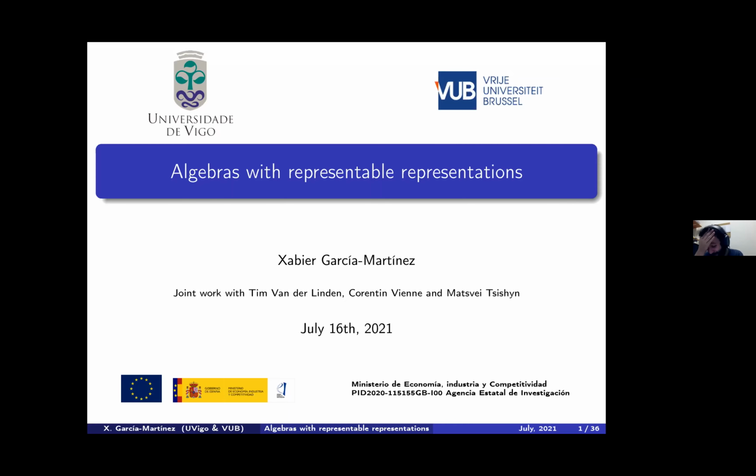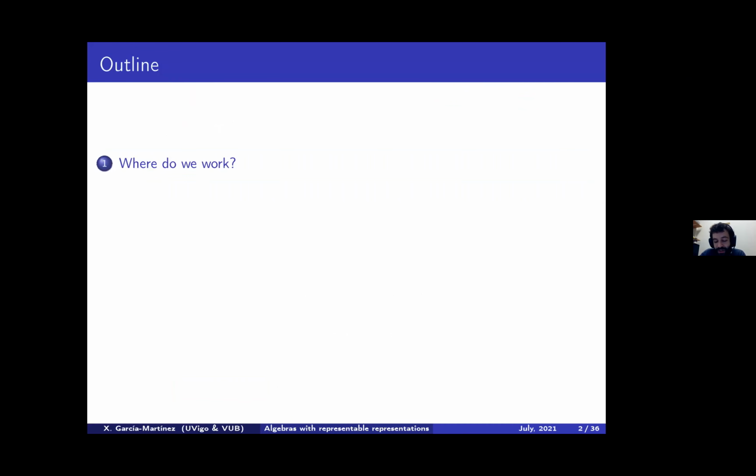Okay, so, thank you very much, Jose, for organizing this and for thinking of me among people working in identities in algebras, or at least for including the non-associative crazy guys. So, I wanted to give you a little idea of the work we have been doing lately. It's called Algebras with Representable Representations. I just want to answer four small questions: where do we work, meaning the setting that we're using? What are we looking for, so which problem are we interested in? How do we work a little bit over there? And what did we find out in the end?